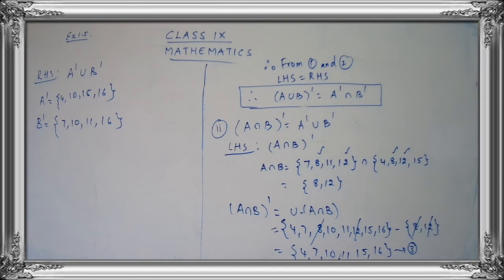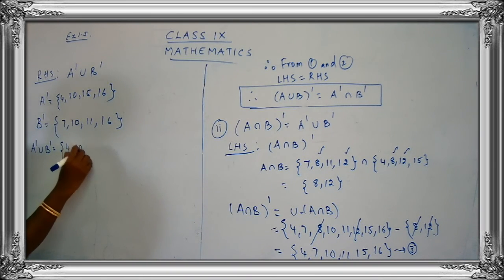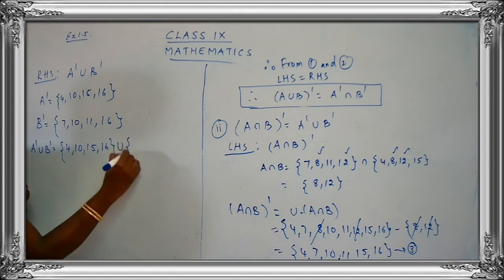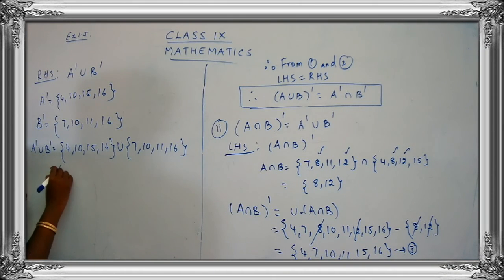Now we are just going to combine these. So you are going to find A dash union B dash. Write down here union. A dash is 4, 10, 15, 16, union 7, 10, 11, 16. I'm going to combine these two. I have told you the condition: write down all the members, but do not repeat any member.